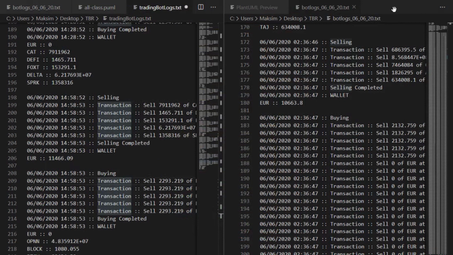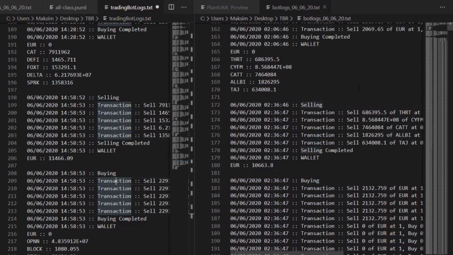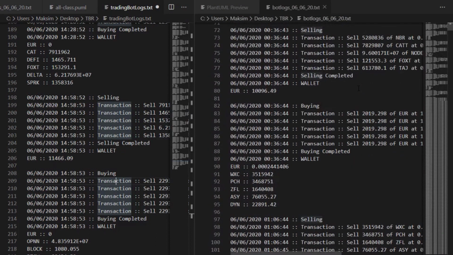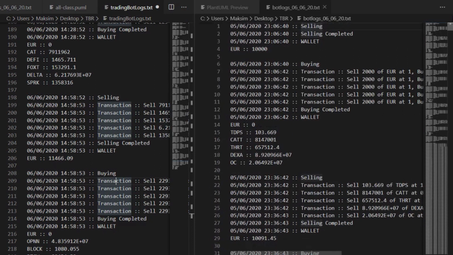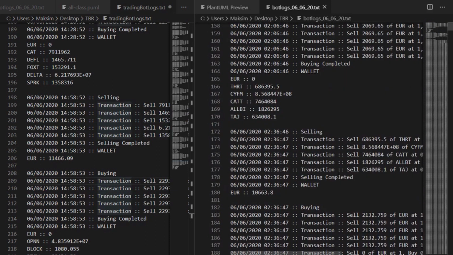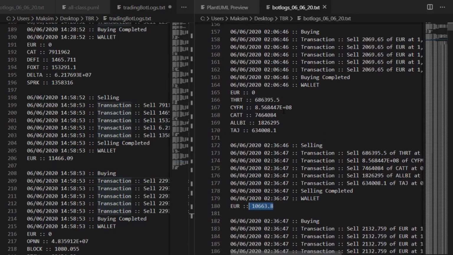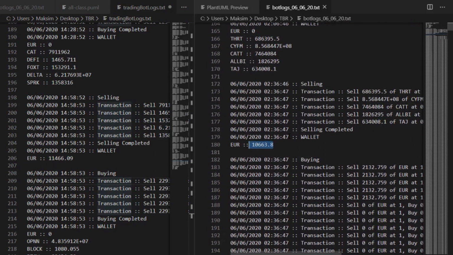Number three was running an initial test, and number four is actually leaving it overnight to run. And I was very pleased with what happened. So here are the logs from last night. Basically, I started at around 11 o'clock with 10,000 euro. By 2:30 at night, the coins were sold and we had 10,663 euro. So that was 663 in two and a half, 3 hours. So I was kind of happy with that.